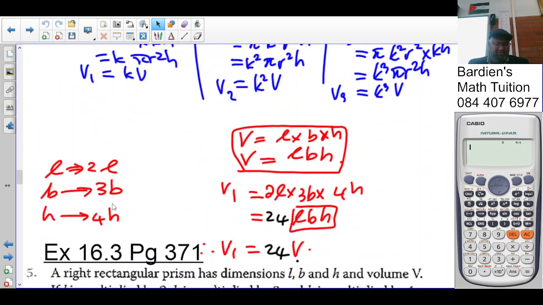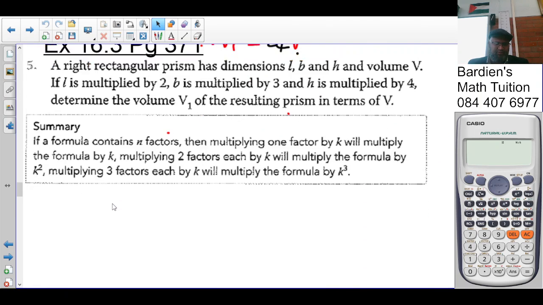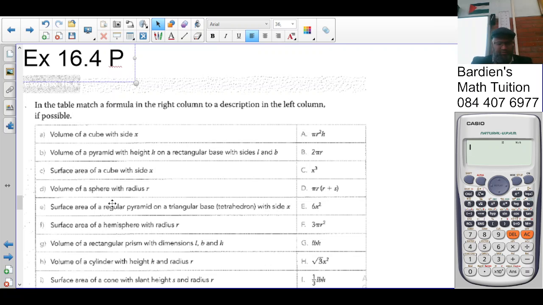So that was exercise 16.4. This is on page 159.